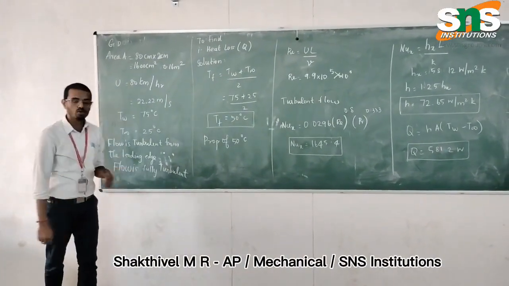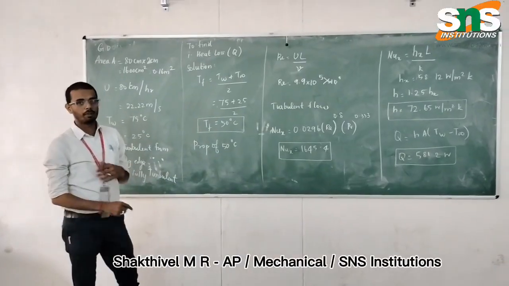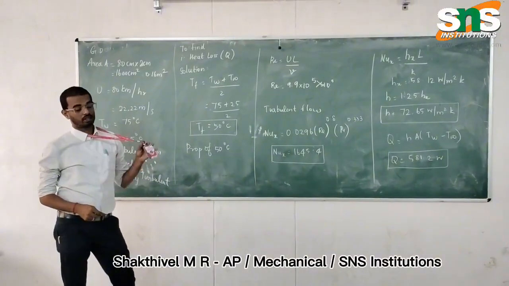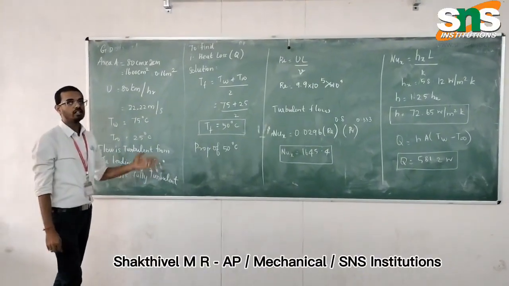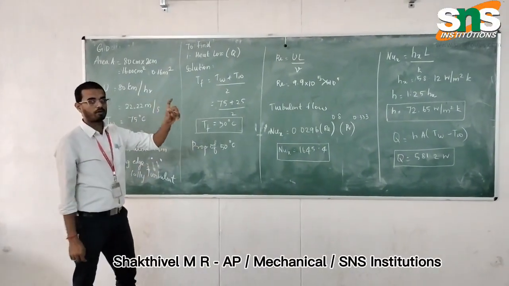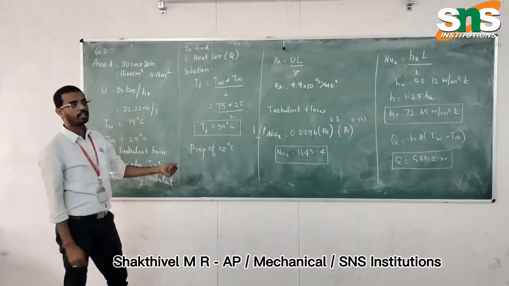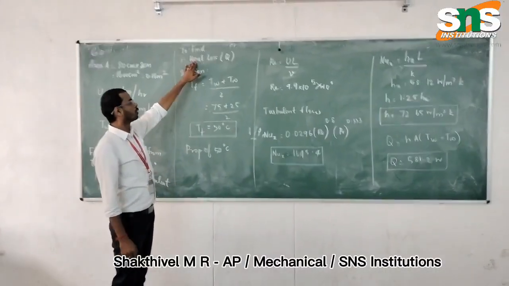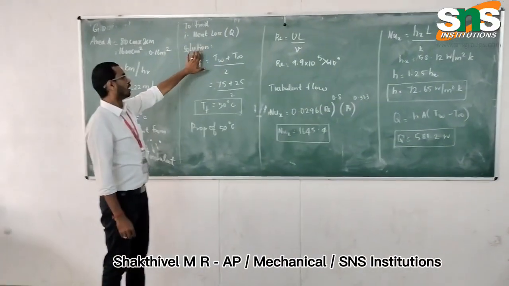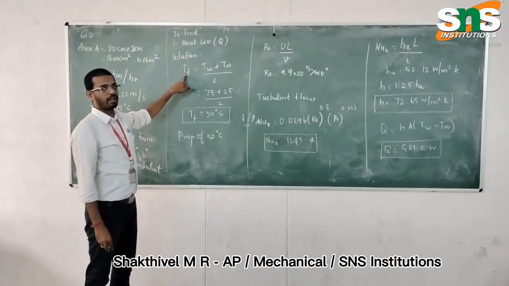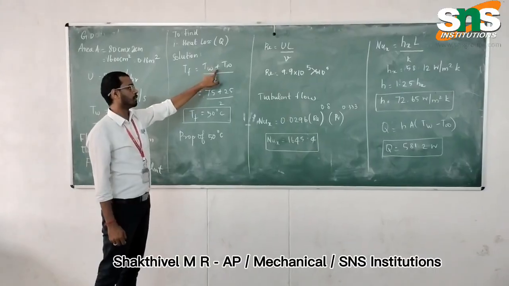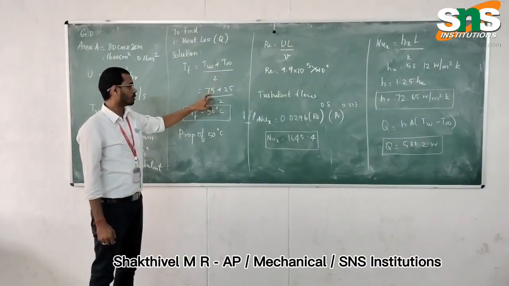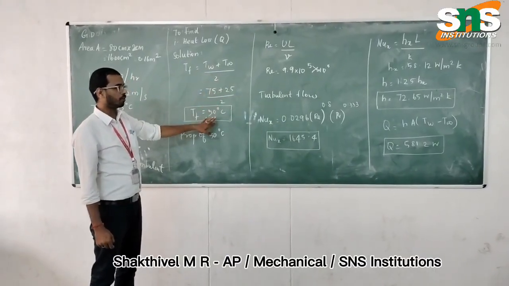We can use the HMP data book, page number 124 of the 10th edition. The fully turbulent flow's value is there, so we will take the formula for fully turbulent flow. We have to find the heat loss Q. The first step is to find TF, that is film temperature, T W plus T infinity divided by 2. So 75 plus 25 divided by 2, 100 divided by 2 is 50.